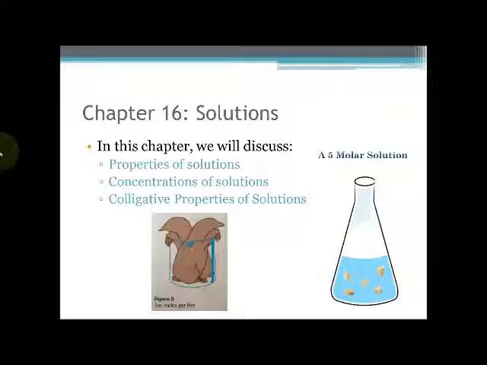Chapter 16, Solutions. In this chapter, we will discuss properties of solutions, concentrations of solutions, and colligative properties of solutions. I guess we'll learn what colligative means.